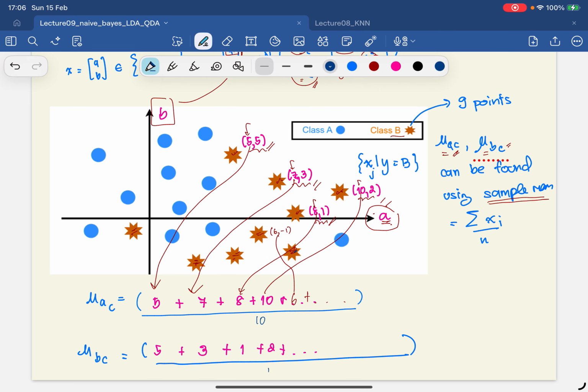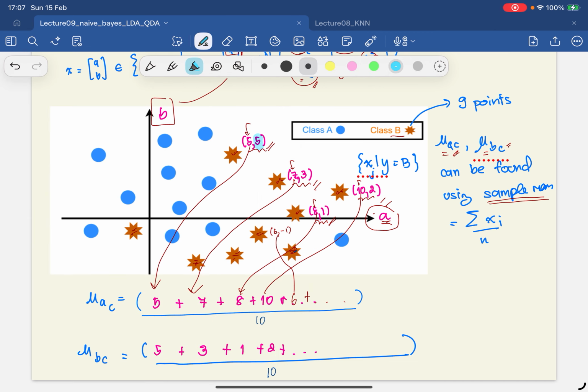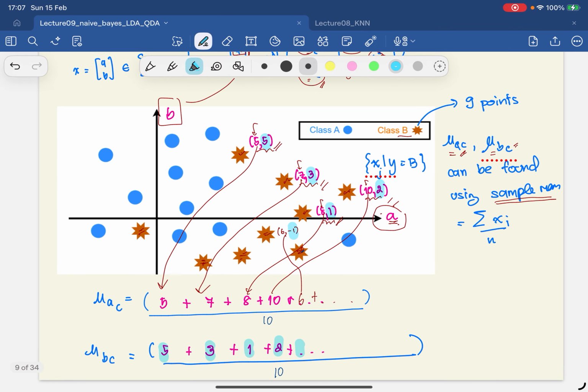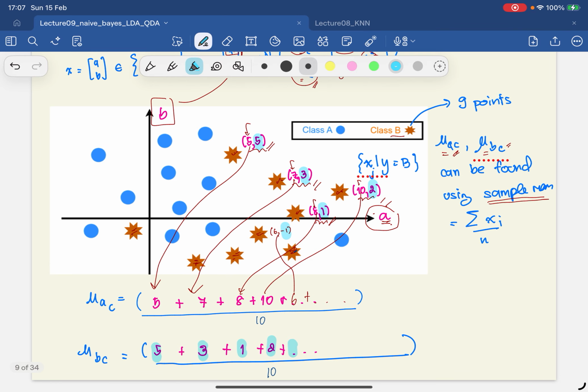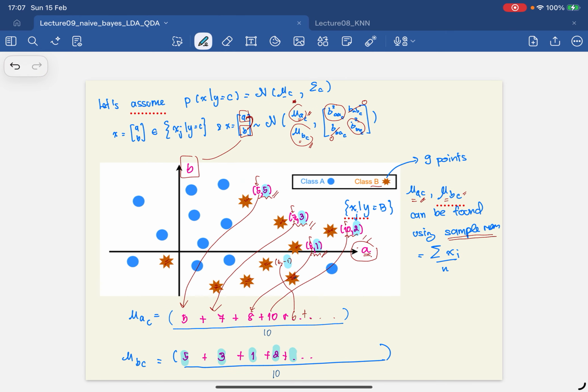Likewise for mu BC, because A is one of the input features and B is another input feature. So now we use the B components of all these points, and we sum all of that and divide it by the total number, that is 10. So that becomes mu BC. So now you have these two components.